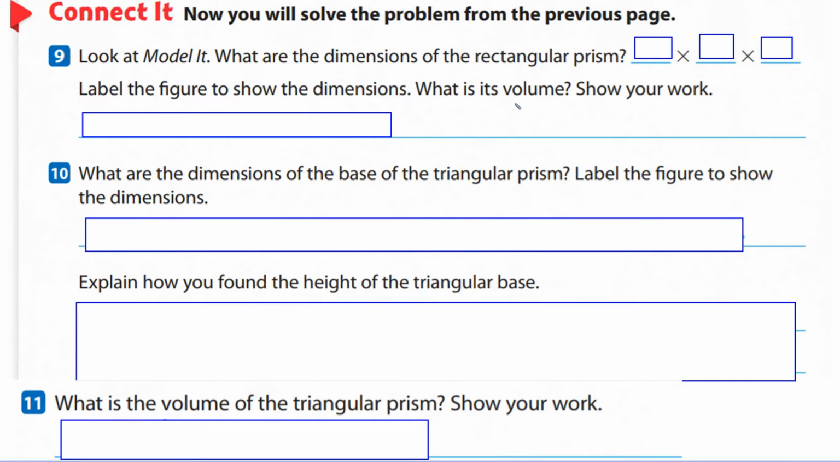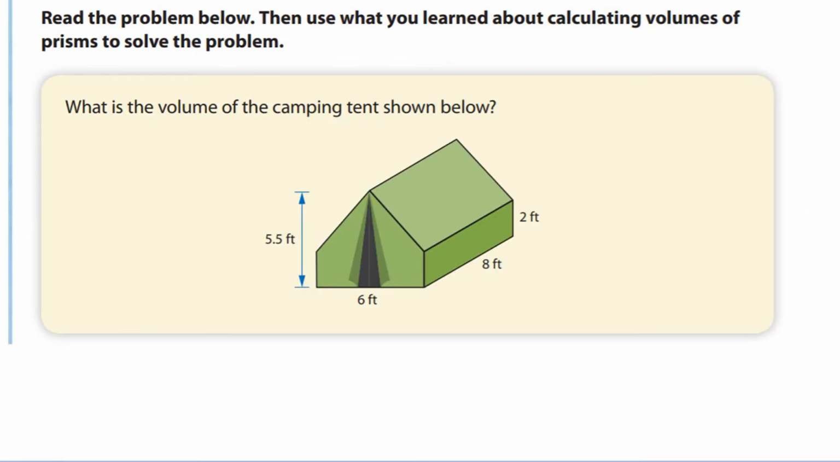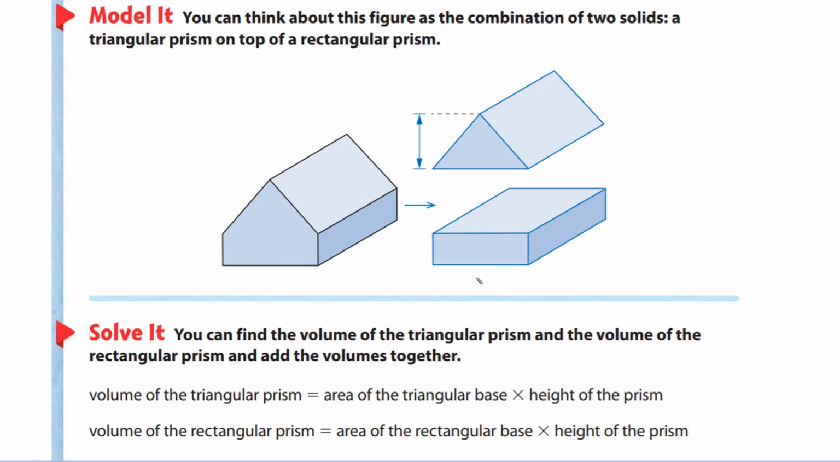Let's look at number 9. What are the dimensions of the rectangular prism? Should be 6 feet by 8 feet by 2 feet. Let's look at that. 6 feet by 8 feet by 2 feet. 6 by 8 by 2. Remember, if I close this, you would see it again. 6 by 8 by 2. Okay?